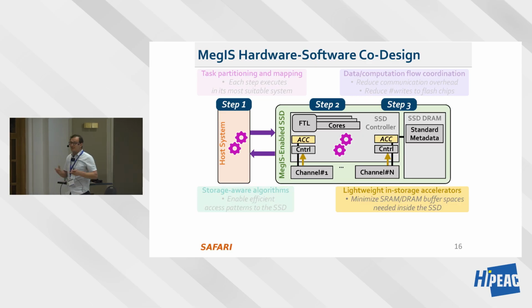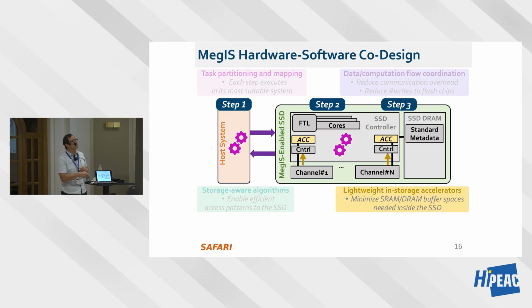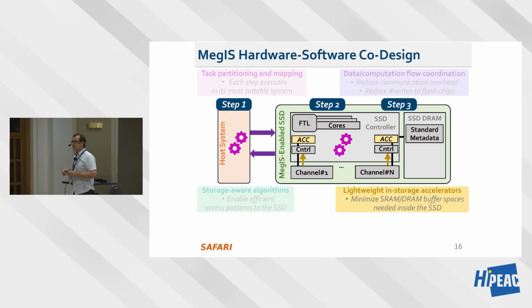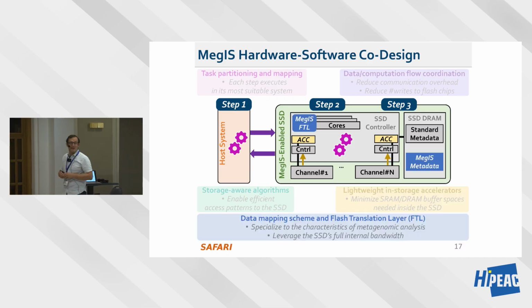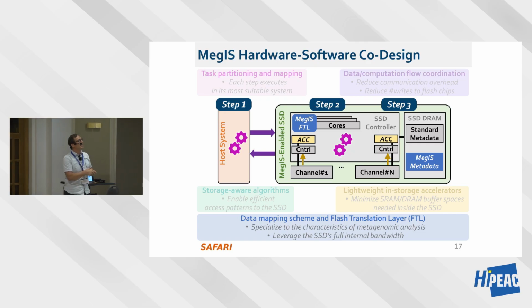And then we design accelerators, this hardware acceleration essentially, so that we can accelerate some very intensive tasks next to the flash chips inside the SSD controller. The goal in designing the accelerator is also to minimize the impact on SRAM and DRAM buffer spaces over there. And finally, you need to be cognizant of how you change the flash translation layer. So we have data mapping schemes and specialization mechanisms so that we can specialize to the characteristics of metagenomic analysis while we leverage the SSD's full internal bandwidth. There's a lot here.